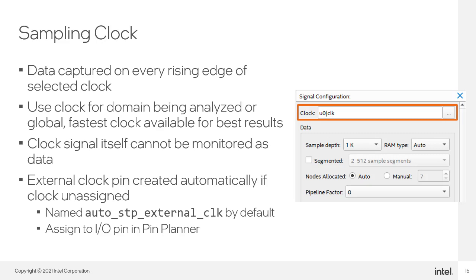If you do not specify a sampling clock by the time you save the .stp file, a default signal named auto-stp external CLK will be selected as the sampling clock. Since a clock is required and no clock was specified, this signal must be connected to an external clock pin on the device for use by the ELA. This signal will appear in the All Pins list of the pin planner. The logic analyzer will not compile successfully until a sampling clock is specified.